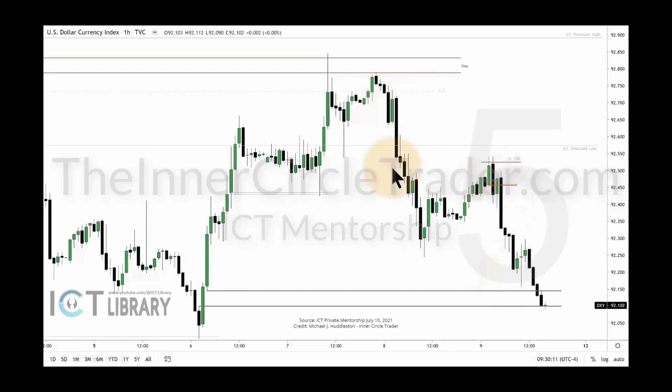Propulsion block repels price away from the original order block. This is smart money entry. This is low risk short. Same thing with market maker sell models. Smart money reversal, selling in that candle. Low risk short. Boom, takes off.